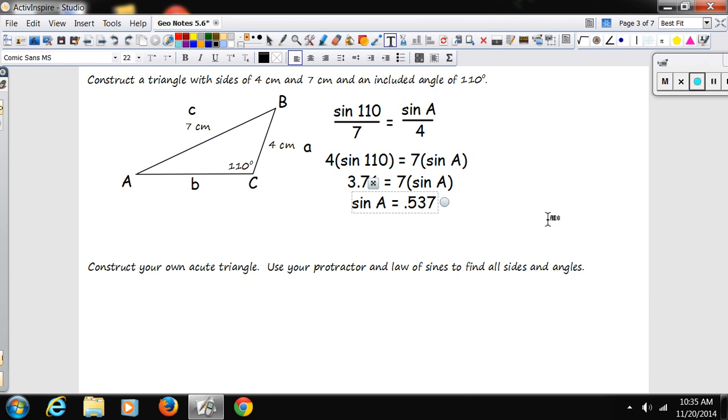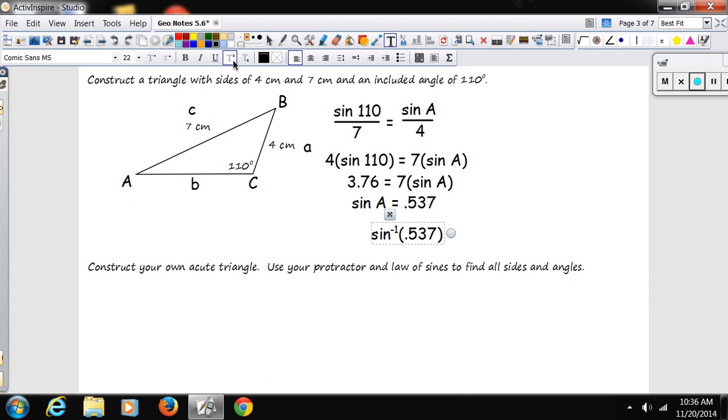Oh, don't we have to use inverse to get angles in here? And we're looking for an angle, so you do have to use inverse. So what we're going to do after you get your decimal, you're going to put sine -1. So put your little -1 there. And then put your parentheses and put 0.537 in the parentheses.